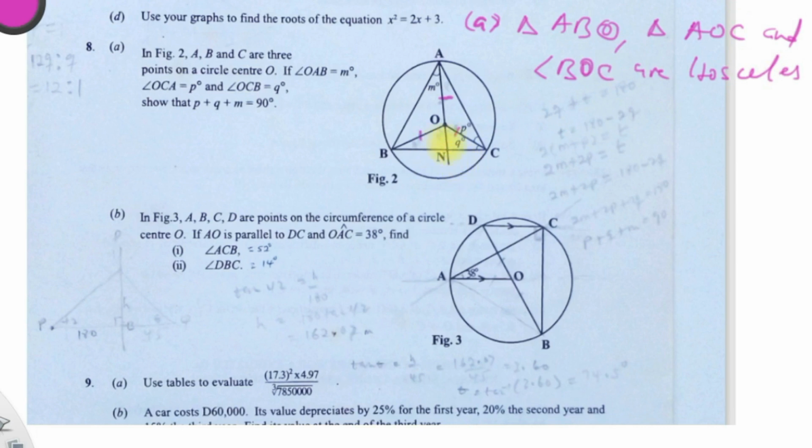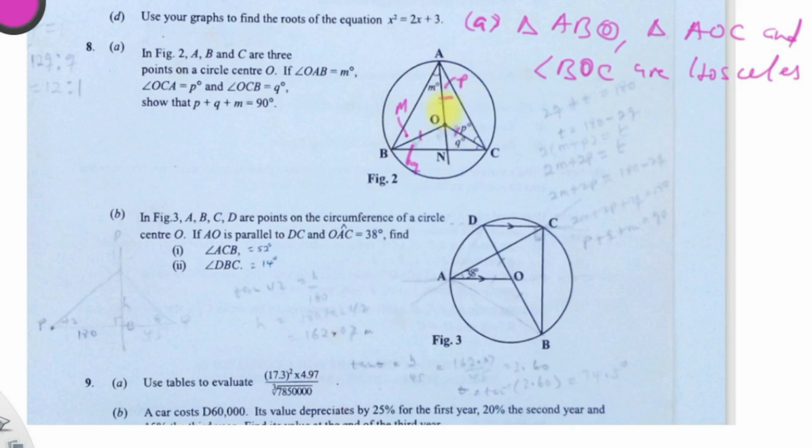So what do you know about isosceles triangles? You know that the base angles are equal. So triangle BOC is an isosceles triangle. If this base angle is Q, then definitely this angle is also Q. The triangle AOB is also isosceles, so if this is M, then this base angle is also M. The same way, triangle AOC is isosceles, so if this base angle is P, then this base angle is also P.